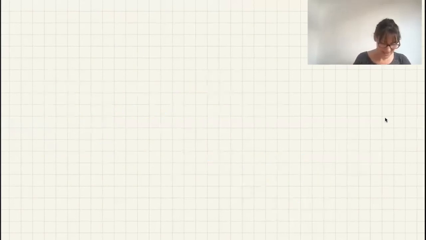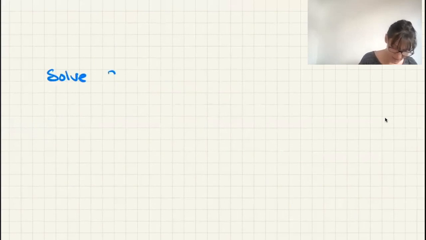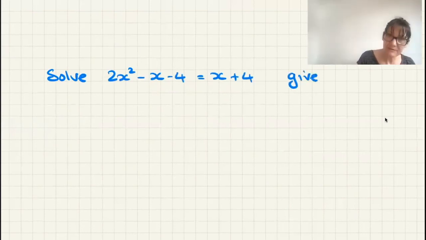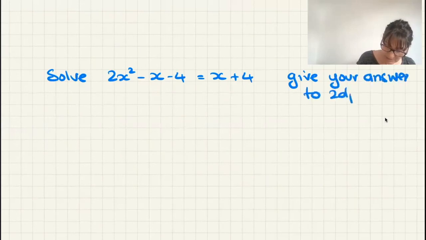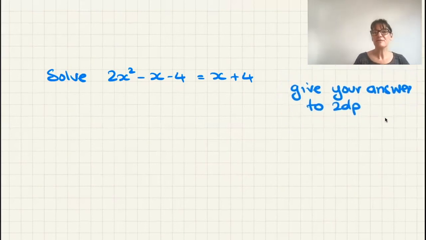Okay, last question. We are going to solve 2x squared minus x minus 4 equals x plus 4. And you need to give your answer to 2 decimal places. Okay, so let's just bring that down. Give your answer to 2 decimal places. So hit pause and press play when you're ready.